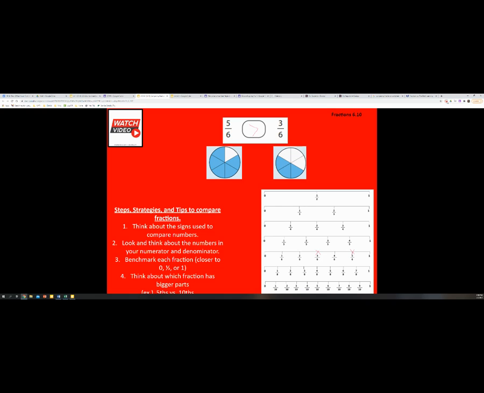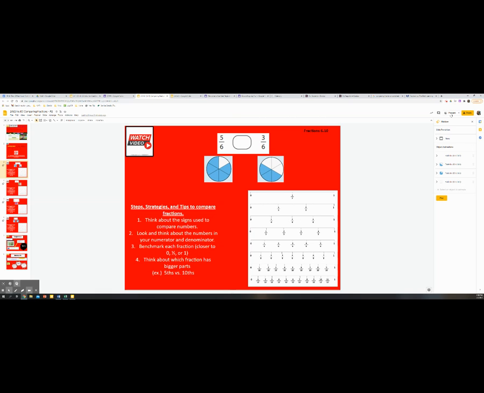All right, watch the next video because we're going to see a situation where our denominators are a little bit different, and then what we're going to have to do. Because remember, when they're the same like this, we can just look at our numerators and say, oh, well, I know 5 is bigger than 3.